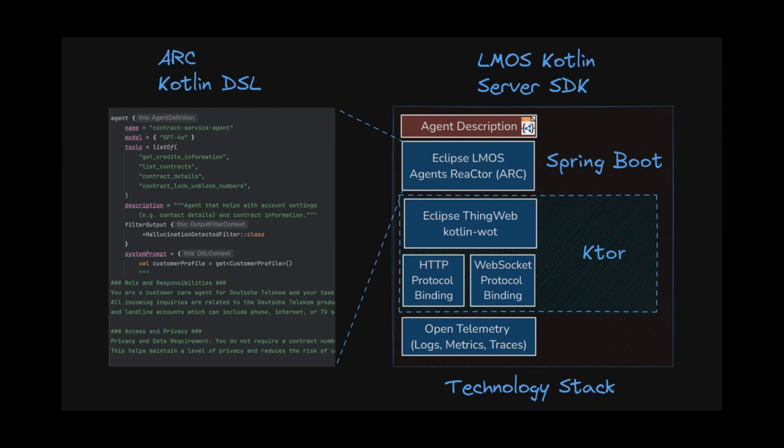We have developed a framework called Kotlin WoT. It's now part of the Eclipse Thingweb project to serve as a client and server framework, which is extendable by new protocol bindings to enhance other protocols or provide protocols in the future for AMQP or MQTT. And then, of course, we're using OpenTelemetry to send logs, metrics, and traces into some observability solutions.